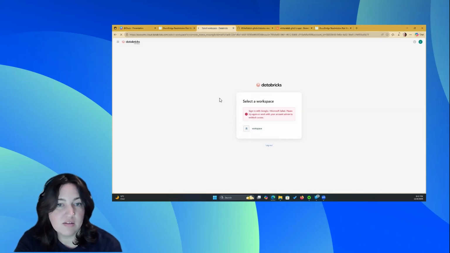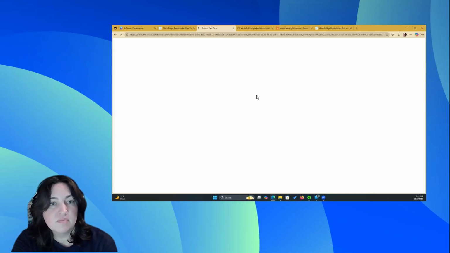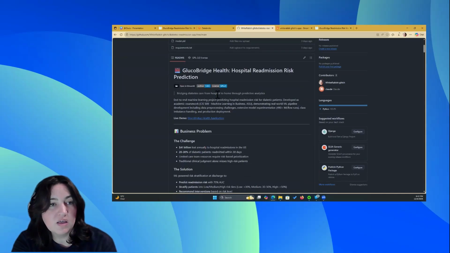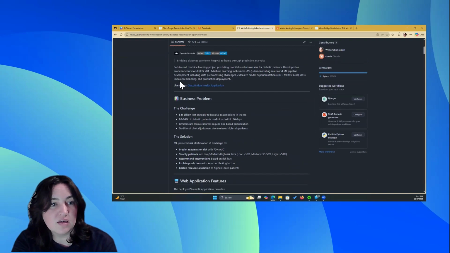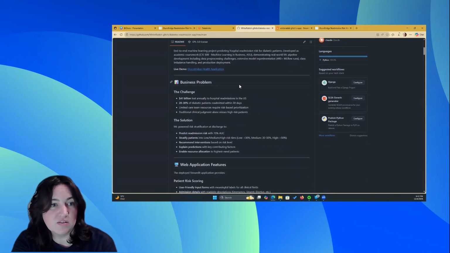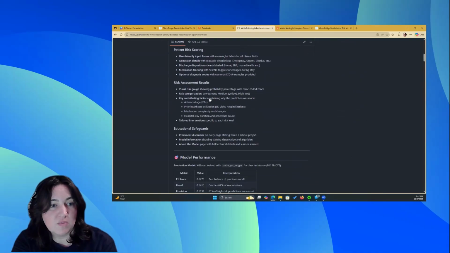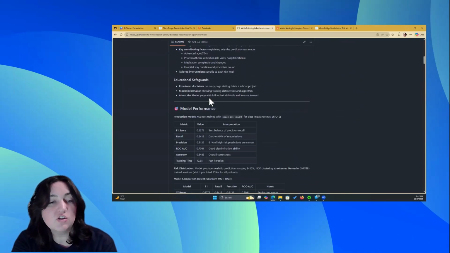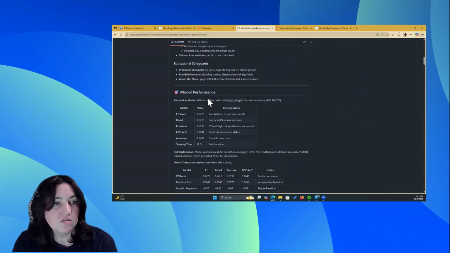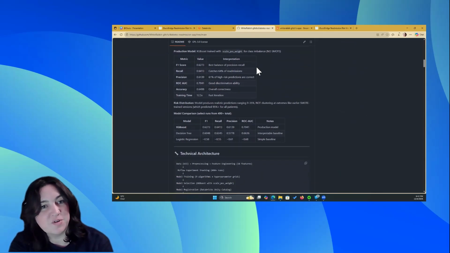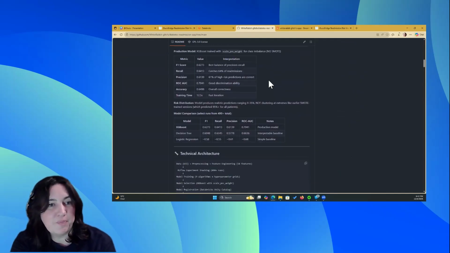I need to sign in again. While that's signing in, I will show you my README. This again is a lot of the information that was on the page itself, and through some of the slides, talks about some of the application features and some of the safeguards. I do have a disclaimer on here that this is a school project and not for medical advice.